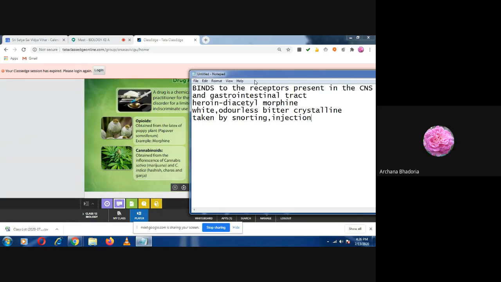Okay. So now, how does it act? What is the nature of it? Everyone should know that heroin or morphine is a depressant. Depressant means that it will depress the central nervous system functioning. So will the work be slow or fast? Slow. Okay, very good.